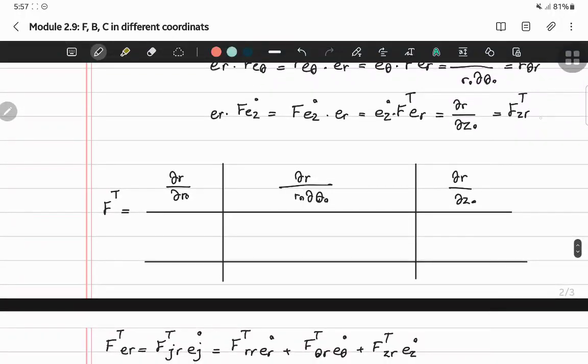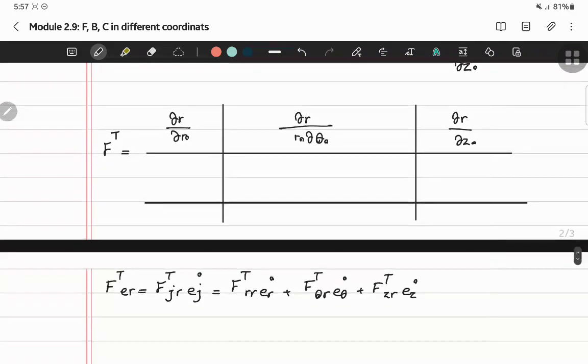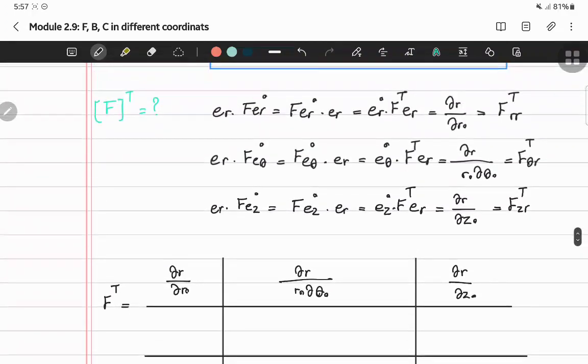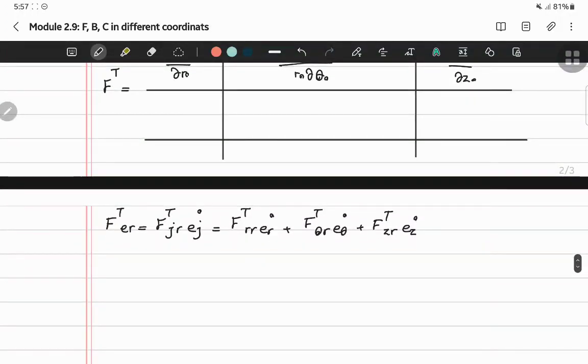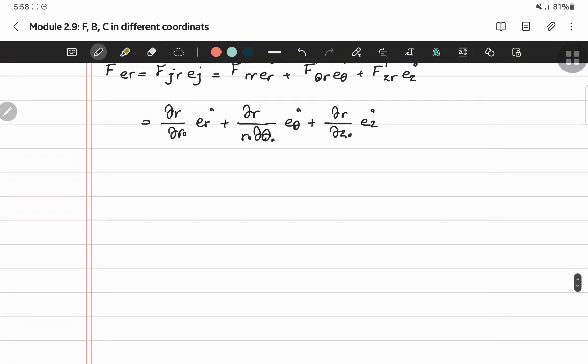Now you have F transpose Z R here, and you have F transpose theta R. So this is F transpose theta R, and this is F transpose R R. So this is equal to partial derivative of R with respect to R0 E R0 plus partial derivative of R with respect to theta 0 E theta 0 plus partial derivative of R with respect to Z0 E Z0. Perfect. This is F transpose E R.